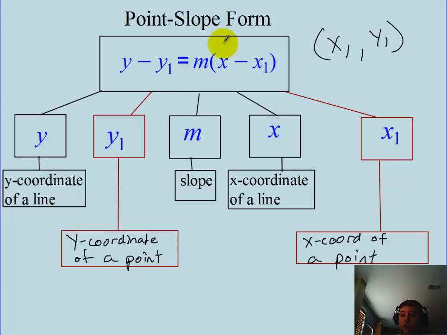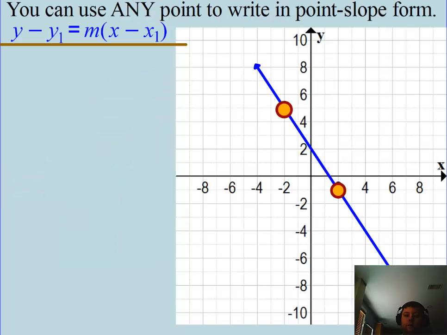So the difference here is we need some point on that line. It doesn't matter which point that is, just some point. So you can use any point on that line to write point-slope form. So I'll use this first one. We'll call that point A. So if I use that point A, what's the slope of this line?